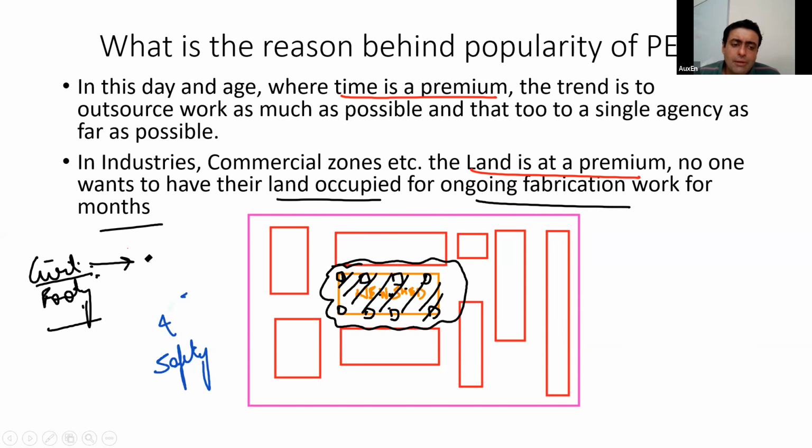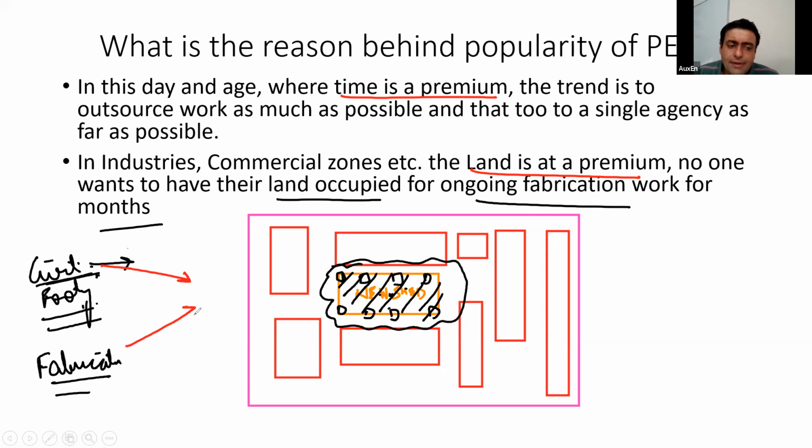But if you are going to do PEB, you can start the civil footing work, and parallelly the fabrication work starts at the fabrication shop or workshop of your PEB supplier, isn't it? So civil footing work starts at the site, and the fabrication work starts at the workshop or fabrication yard of the supplier. These two activities can go in parallel, so you can end up saving time. I hope you got this point.